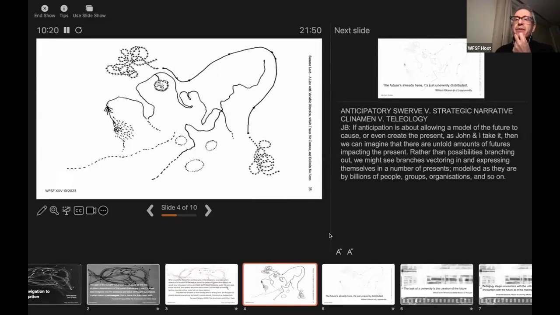And rather than possibilities branching out, we see branches vectoring in and expressing themselves in a number of presents, modeled as they are by billions of peoples, groups, organizations, and so on. So our ways in which we often marshal the future and gather the future and flowchart the future. Perhaps a more abstracted future, a more open future, a more diversified future might be possible by thinking with different mechanisms and modes and different non-linear trajectories and vectors.